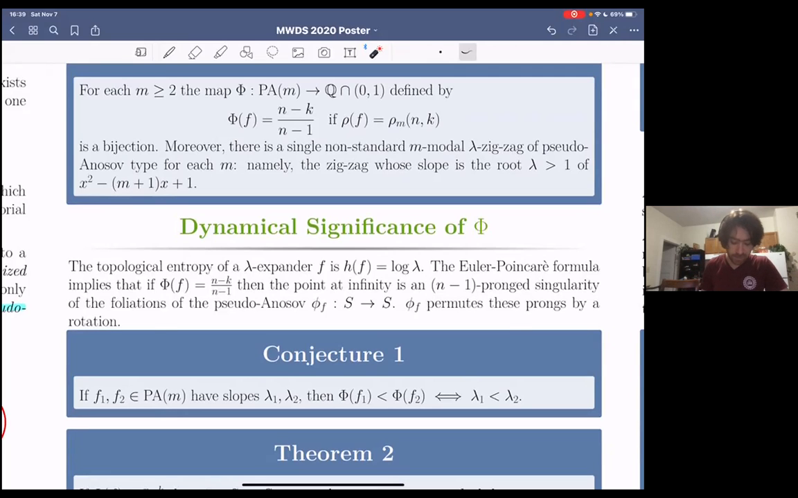So specifically, if you have two zigzag maps of pseudo-Anosov type, then the rational number associated to the first is less than the rational number associated to the second if and only if the entropy of the first is less than the entropy of the second. Okay.